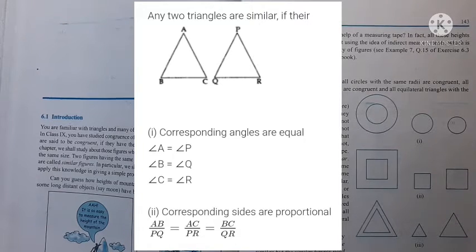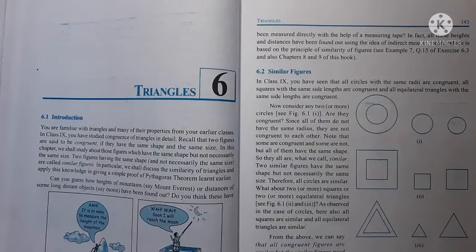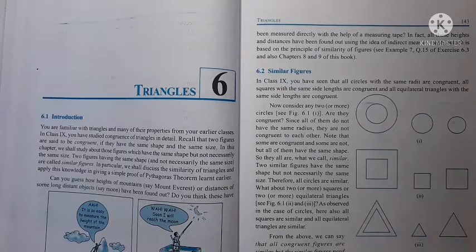And the second condition is that the corresponding sides are proportional. If you divide the side AB by PQ, the value must be equal to the ratio AC by PR, which must be equal to the ratio BC by QR. That means AB by PQ is equal to AC by PR is equal to BC by QR. Therefore, we can term that the corresponding sides are proportional. These are the conditions for any two given triangles to be similar.